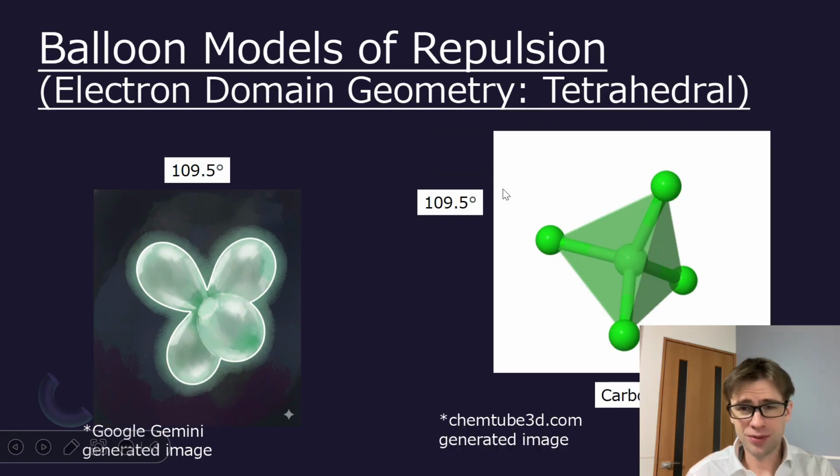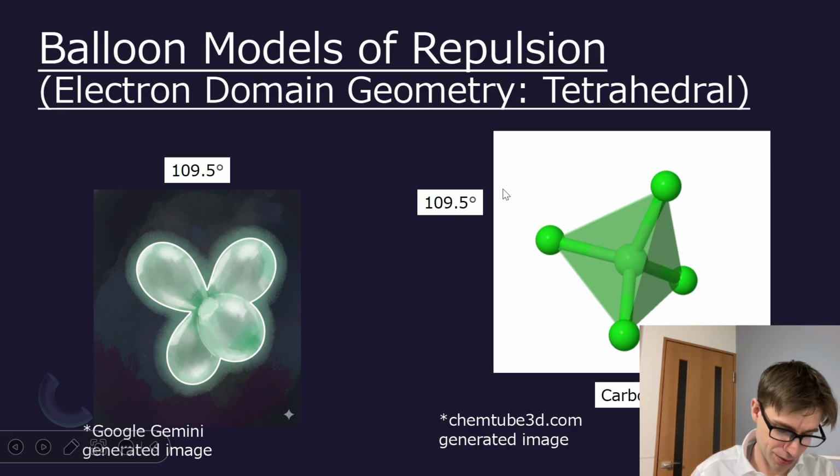Next, what happens if we have 4 domains, something like a carbon? Now you can imagine blowing up 4 balloons and tying them together, and suddenly it becomes a 3-dimensional structure. The first one's essentially a 1-dimensional line. The second one is 2-dimensional trigonal planar. They're kind of flat on a surface. But here we have a 3D structure. These are able to separate from each other by going into 3 dimensions. And the angle between one balloon and each of the other 3 is 109.5. That's just the way it works.